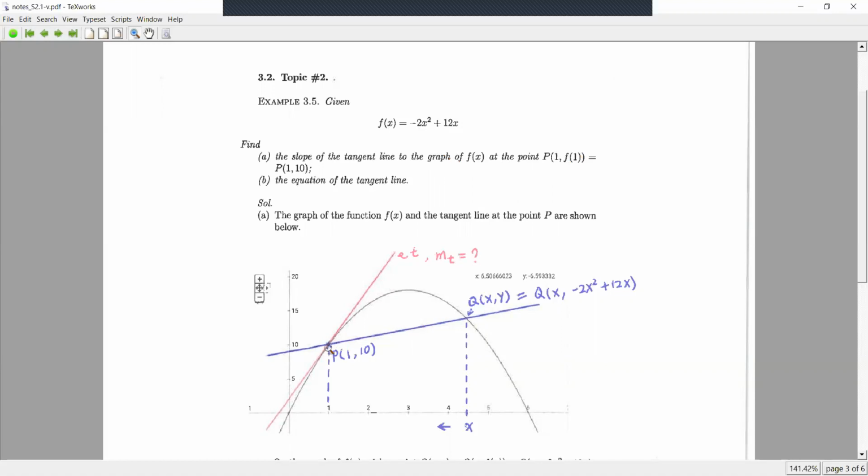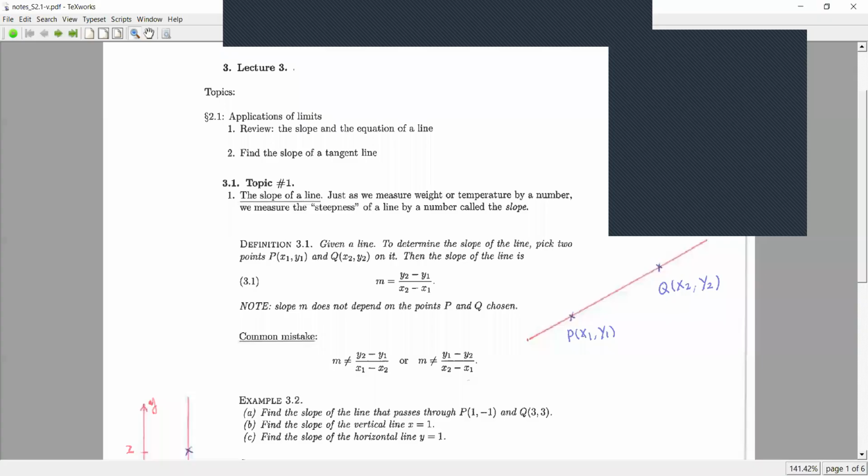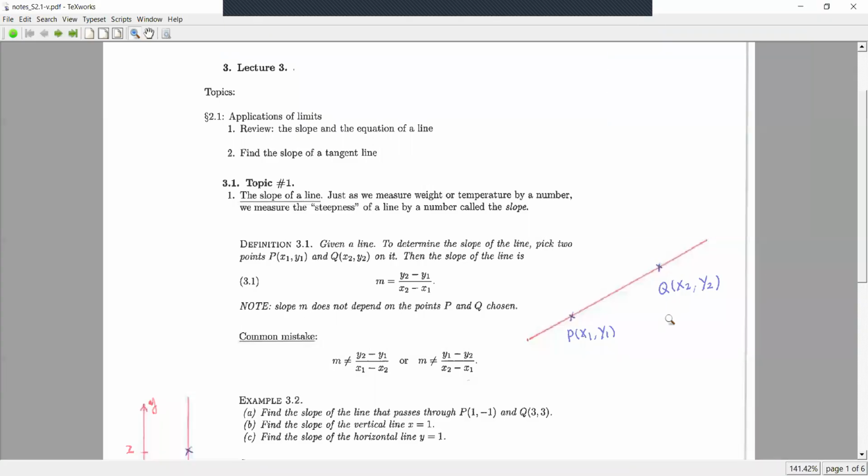Now, at the point P, there is a tangent line. Let me name this tangent line T. Now question A is, we want to find the slope of the tangent line T. In notation, slope is m, so we want to find m_T. T means tangent line. To find the slope of a line, we have the slope formula. But this formula requires that we know 2 points on the line.